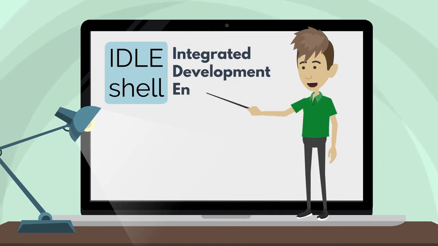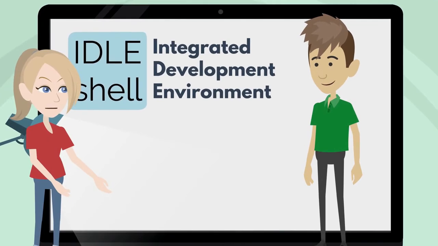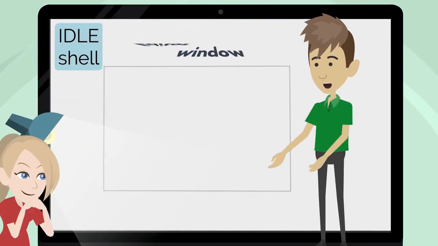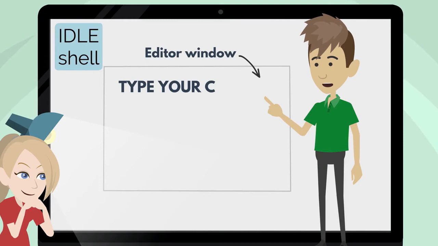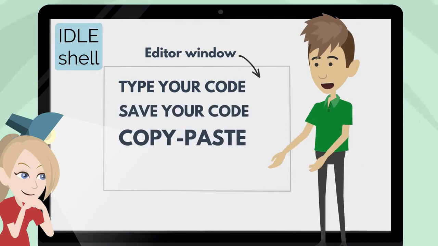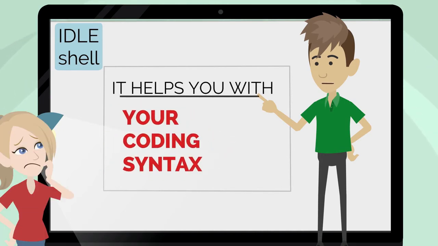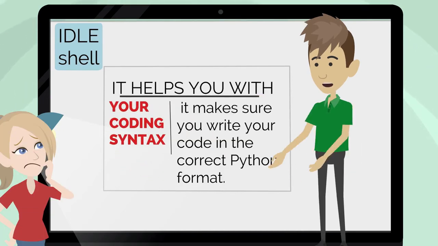IDLE stands for Integrated Development Environment. Why is it ideal for Python? For starters, it provides you an editor window where you can type your code and save it. It also allows you to copy-paste and do things that most word processors do. Secondly, and most importantly, it helps you with your coding syntax. By that, I mean it makes sure you write your code in the correct Python format.